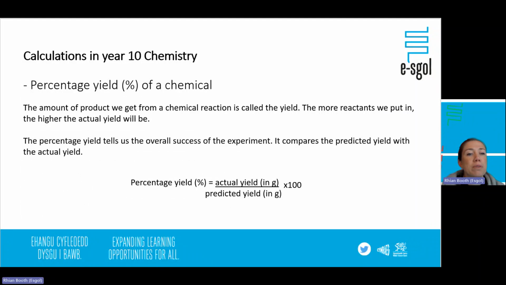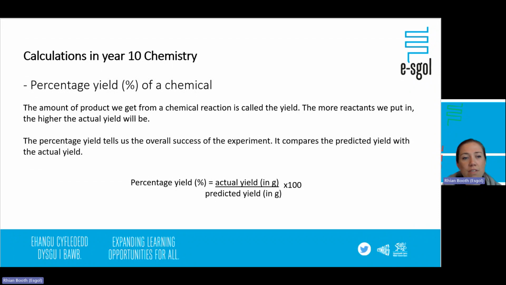Next, we're going to move on to percentage yield. Okay, percentage yield of a chemical. The amount of product we get from a chemical reaction is called the yield. The more reactants we put in, the higher the actual yield will be. The percentage yield tells us the overall success of the experiment. It compares the predicted yield with the actual yield.